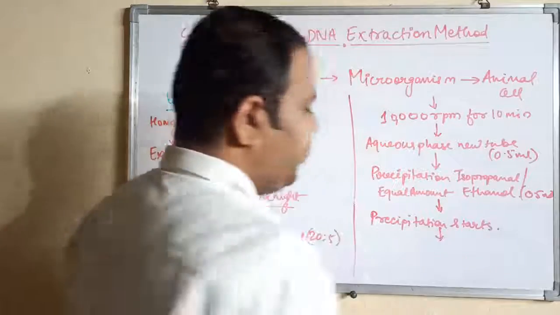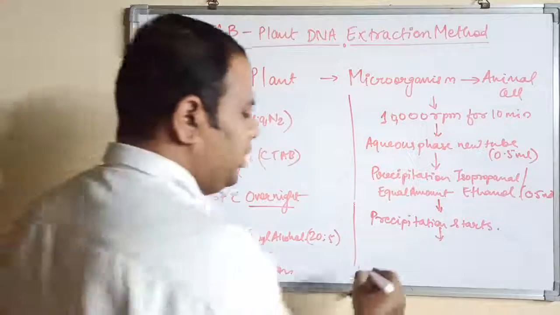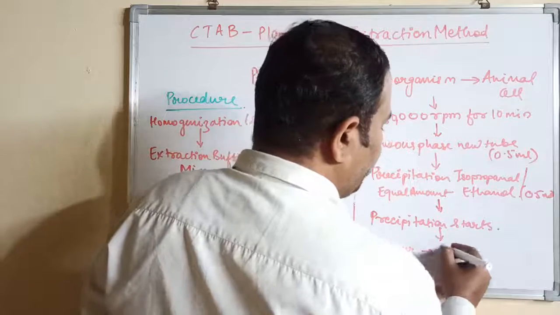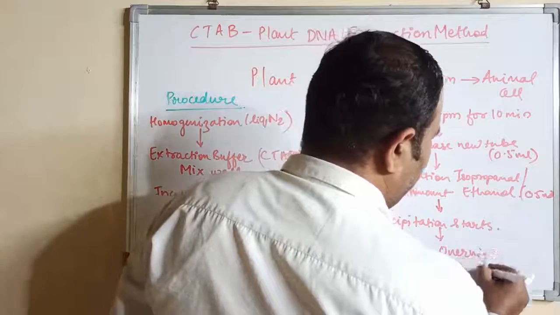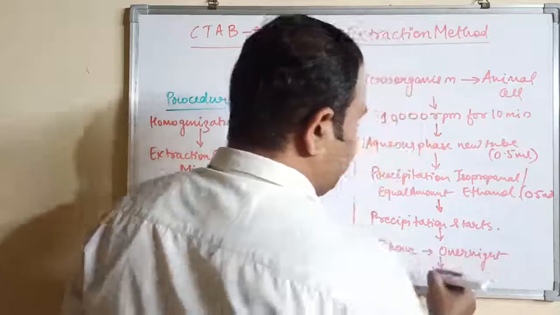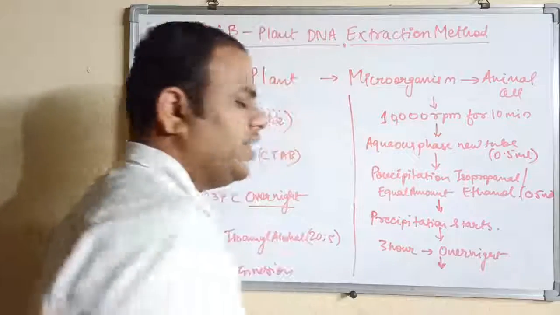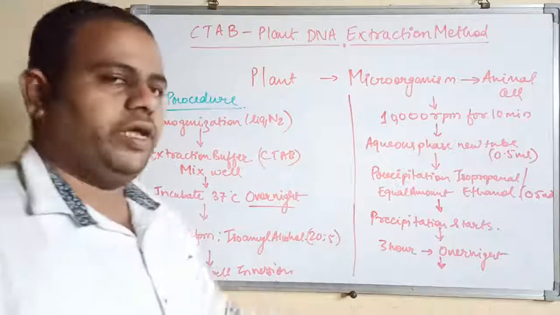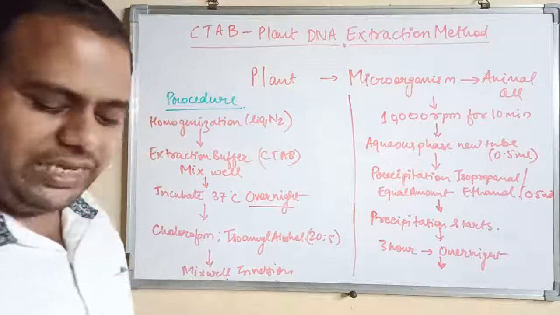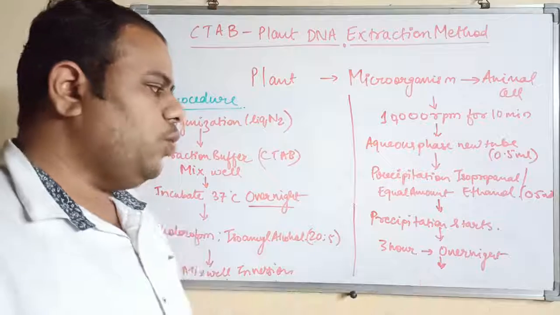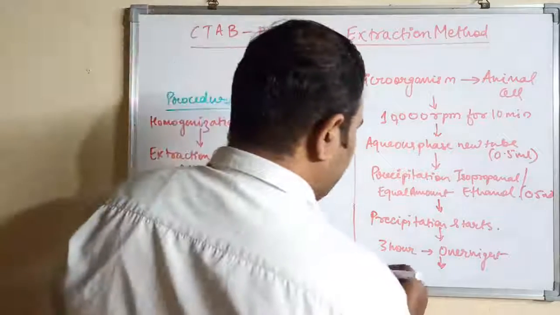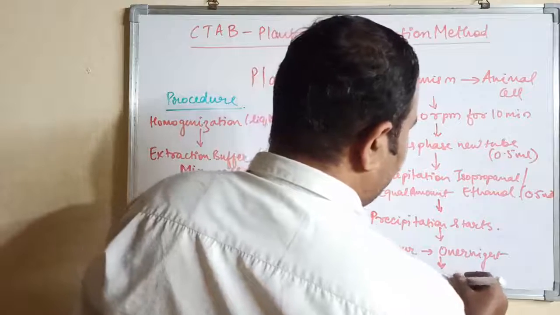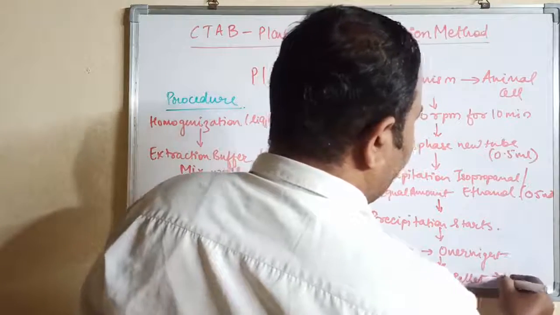Now when the precipitation starts, you can keep it for either 3 hours, or if you want proper precipitation, you can go overnight. It depends on the type or amount of DNA present in the sample. You can keep it overnight also to get a proper yield. On the next day, what you have to do? You have to centrifuge. So you get a pellet of DNA.